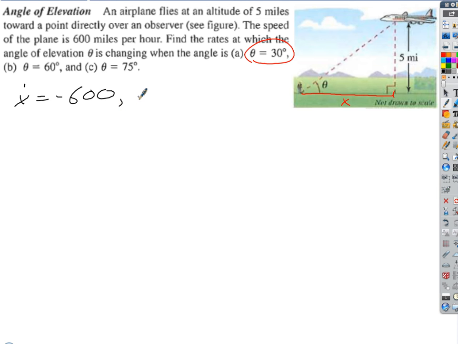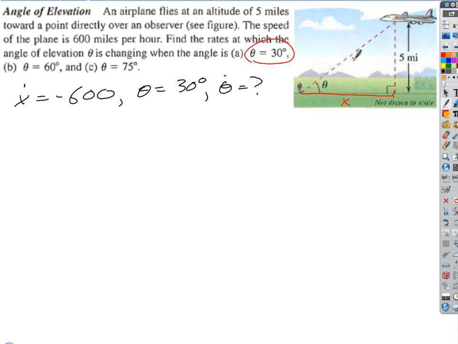Okay, we're just going to do part A. We're told that theta equals 30 degrees. What are we looking for? Angle of elevation. Theta dot. So we're just going to set this up, this is right triangle trig, isn't it? What trig function must we use here? Sine? No. Cosine? Nope. Because we have 5 miles and x, and we have no idea what that line distance is. We don't want to calculate it, it's extraneous. So let's just use these two.